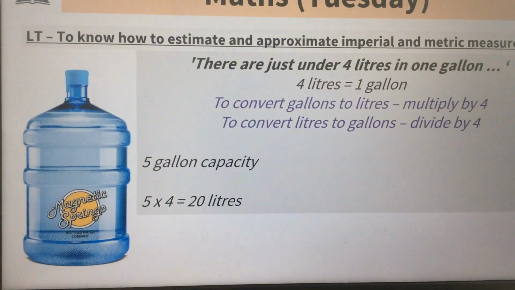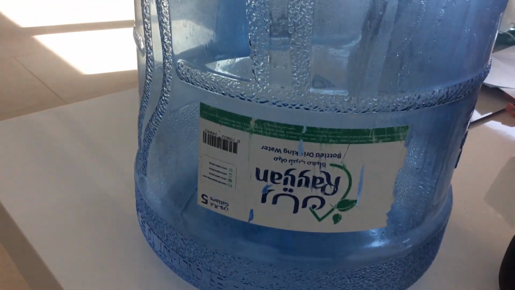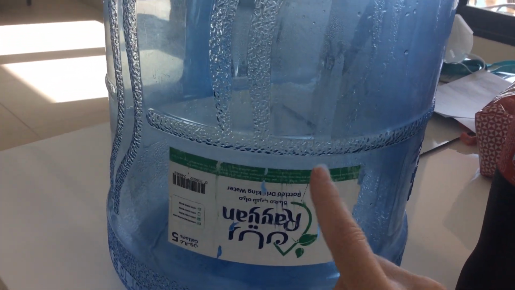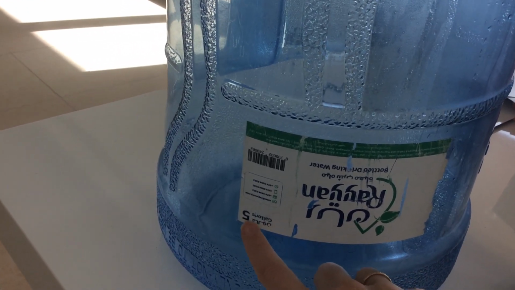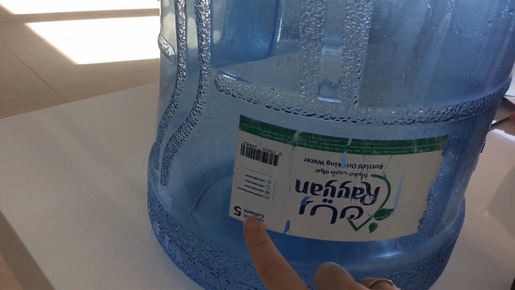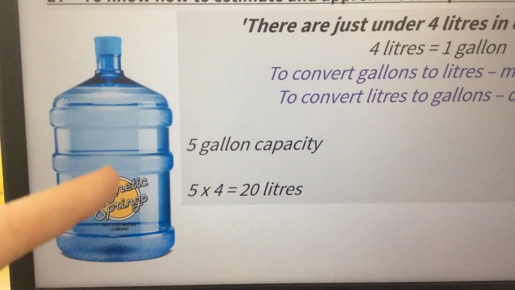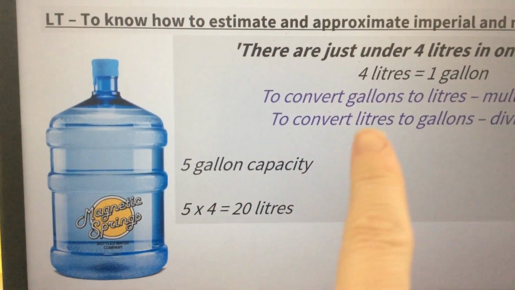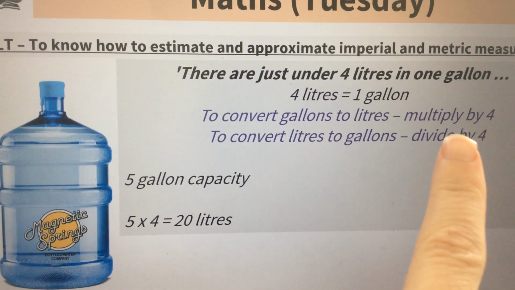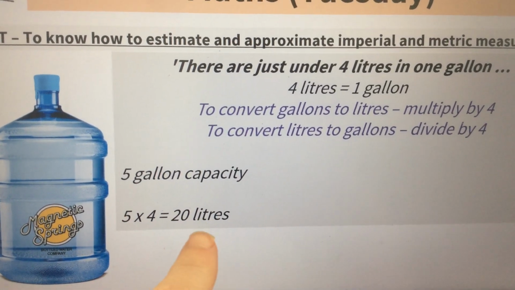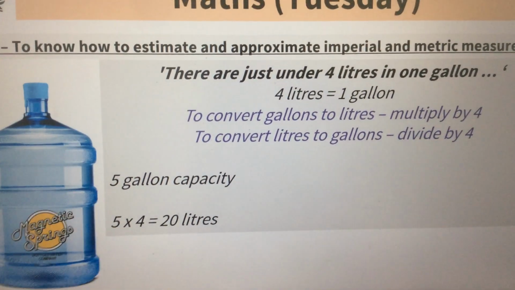Okay, right, let's have a look at one here. So I have here one of these big gallon drums that you get your water in. And handily it says on here that this, upside down, is 5 gallons. So if this is a 5 gallon capacity, to convert from gallons to litres, I need to multiply by 4. So 5 times 4, that is going to be approximately 20 litres in there.